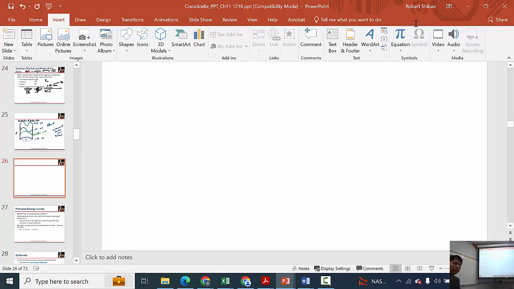So de Broglie looked at the wave properties of the electron, and then there's one other thing that we need to know in going from Bohr to quantum mechanics.